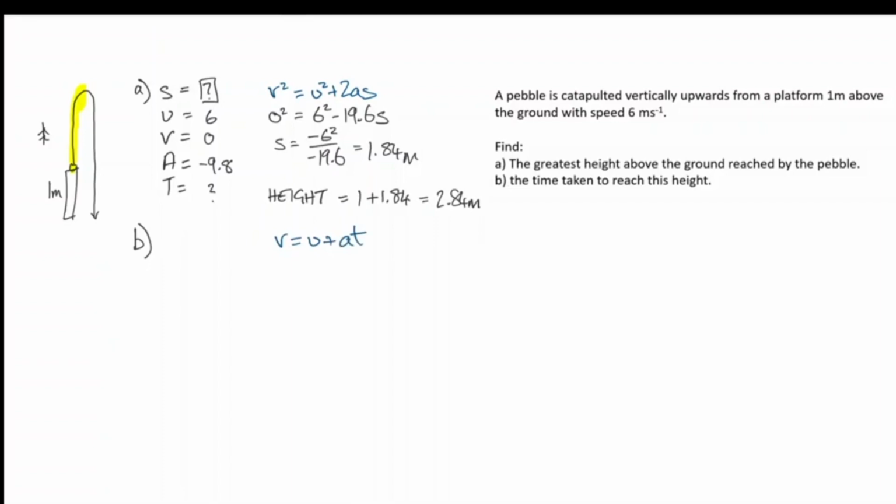So let's think which SUVAT formula we can use. v equals u plus at. Substituting what we know, 0 equals 6 minus 9.8t, and a little bit of rearranging gets us t equals 0.612. It takes this particle 0.612 seconds to reach its greatest height, to start to change direction, to go as high as it's possibly going to go.